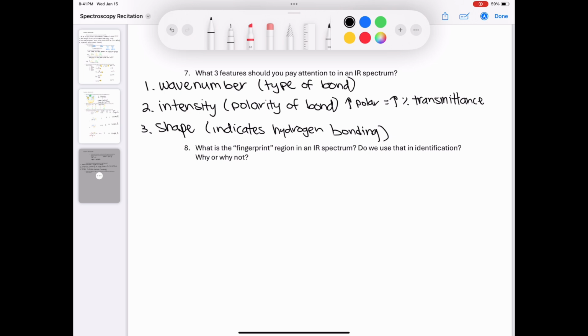So the fingerprint region is about from 400 to 1500 wave numbers, and it's not super useful for identifying specific bonds or molecules because there's too much variation to visually recognize any useful patterns within this region of the graph.